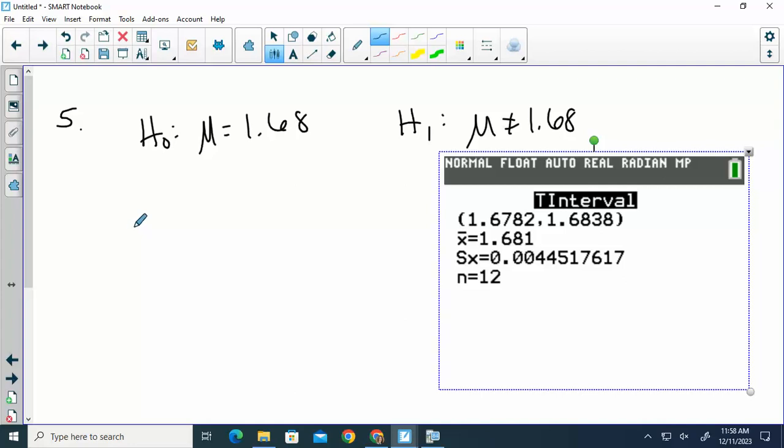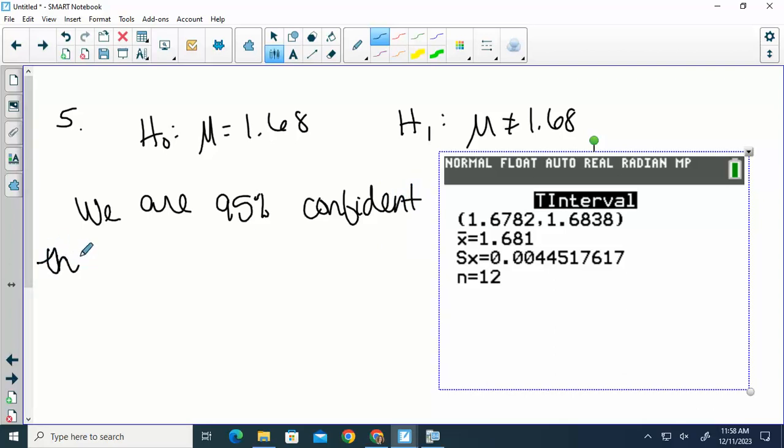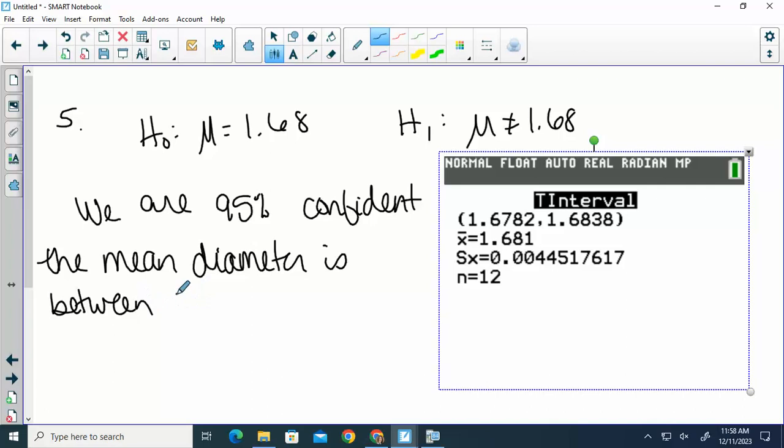Okay. So we have to explain what this means. It means we are 95% confident the mean diameter is between these values.